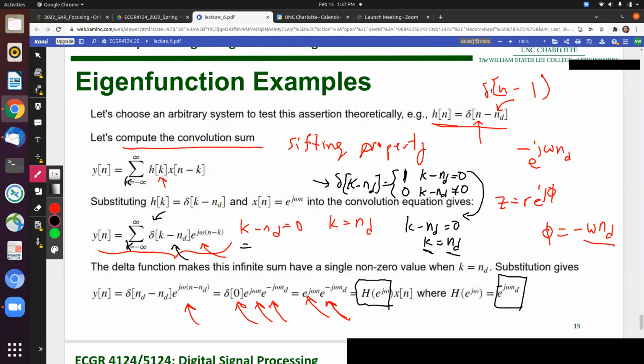So then I rewrite this sum as k goes from nd to nd, because there's really only one value, delta k minus nd e to the j omega n minus k. And then we plug that value of nd in, and that brings us to this step here. Does that make sense?